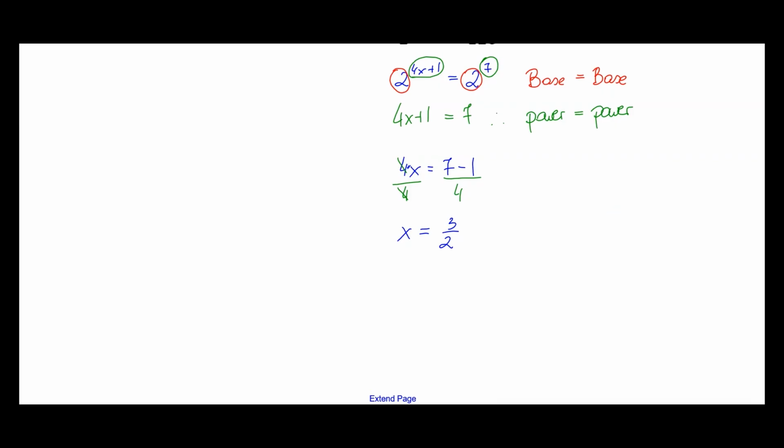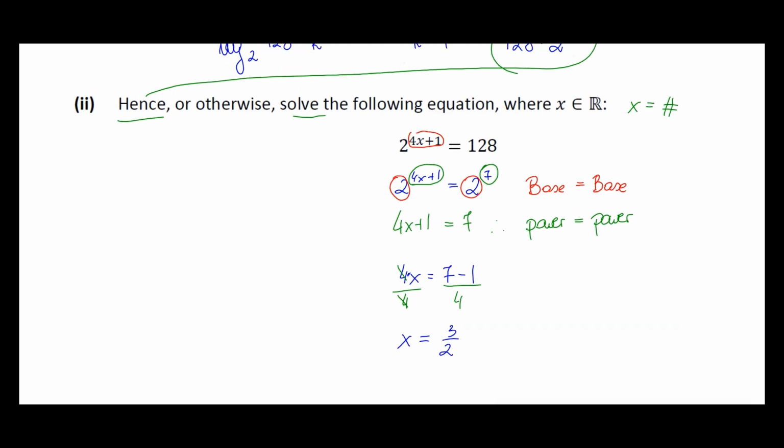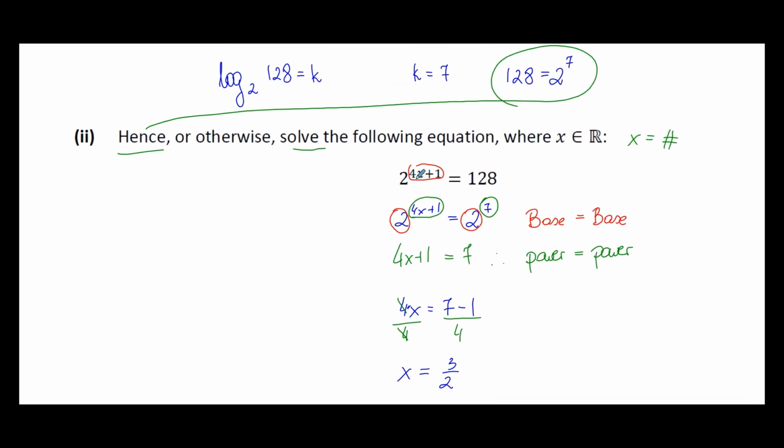But if I look at the idea we discussed, we are looking for x, and x is in my power. I can still use the same idea here with logs, because I am looking for a power. What's the base? 2. What's the product? 128. And that equals my power, which is 4x plus 1. When I put that in the calculator, I will get that value is 7. So whether I go this direction or this direction, I'm going to achieve the same thing.